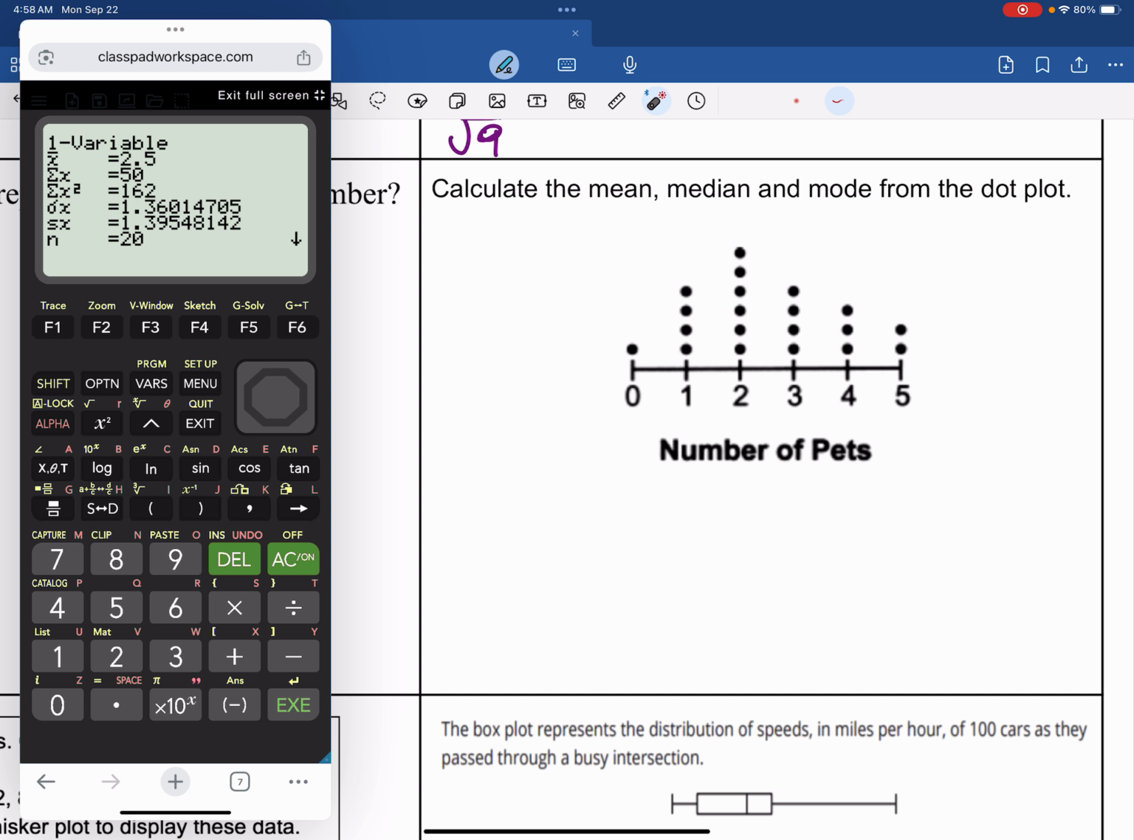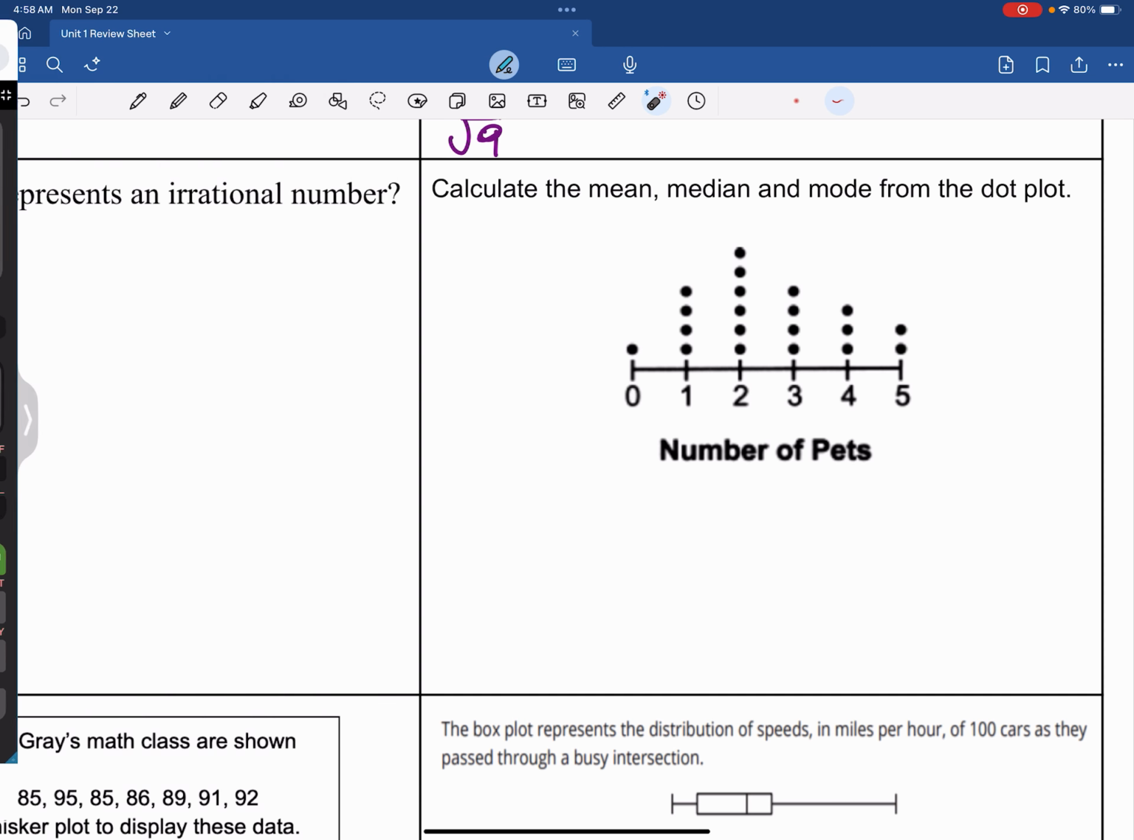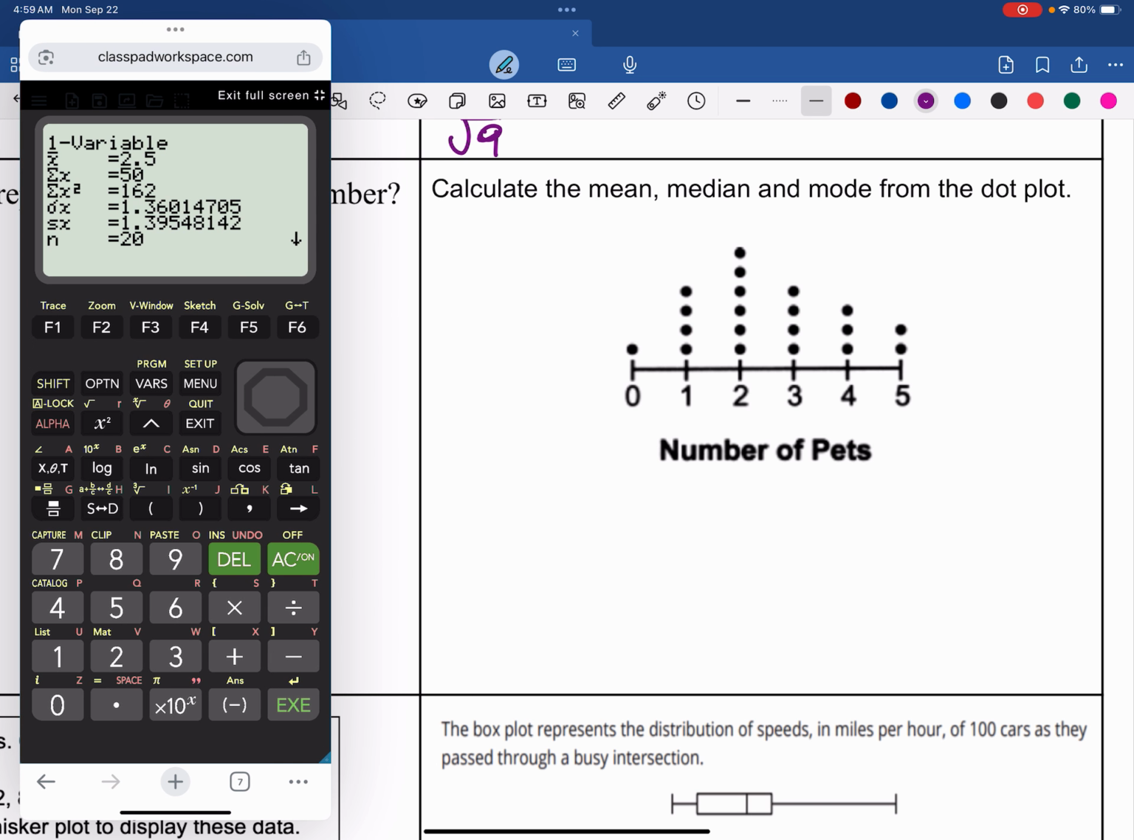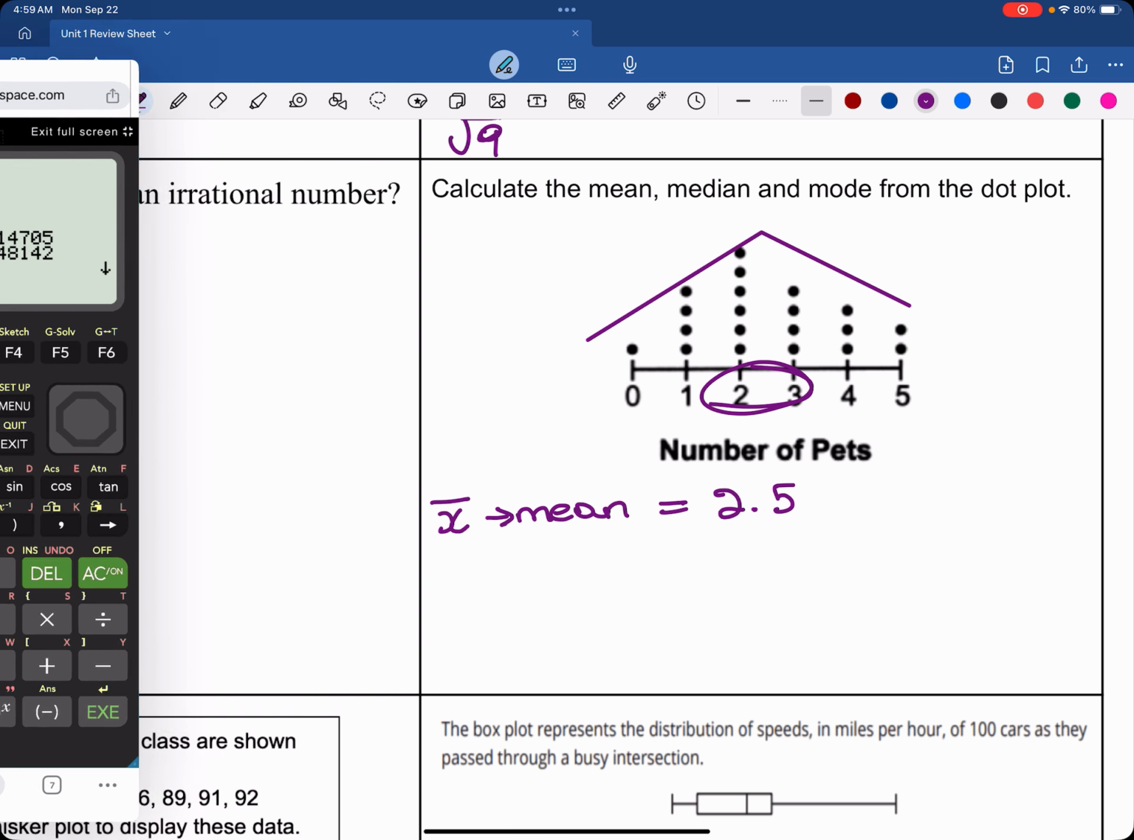The first value, that X with the little bar on top, is your mean. So here, X bar is our mean, which is 2.5. And you could see that this data is sort of bell-shaped and symmetrical, so we could have estimated that our mean would have been somewhere around 2.5.